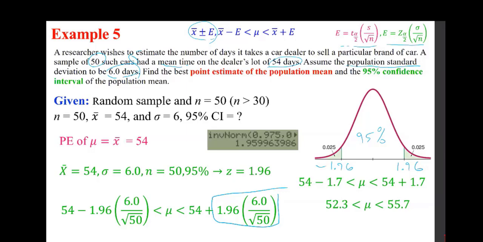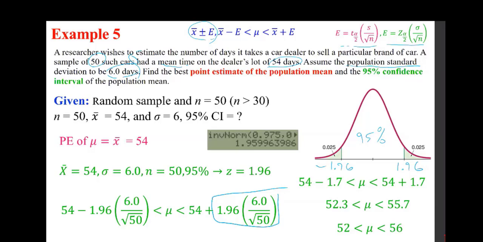What is this referring to? It says a researcher wishes to estimate the number of days it takes a car dealer to sell a particular brand of cars. Because it is specifically asking for the number of days, you can answer it accordingly. Therefore, the rounding is done accordingly. So 52.3 becomes 52, but 55.7 goes up to 56. If you left it as 52.3 and 55.7, it would be fine with me.